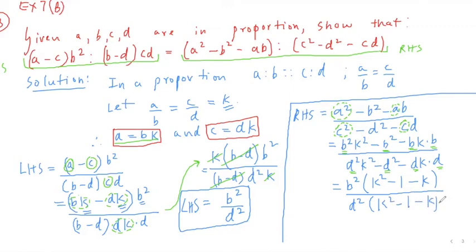Okay. That term is common, right? K squared minus 1 minus k. Yes, sir. So that's cancelable. Cancel it. And you can just quietly cancel this away. So you're left with b squared over d squared, which is the right hand side. B squared over d squared. And if you actually look carefully, the left hand side and the right hand side are equal.